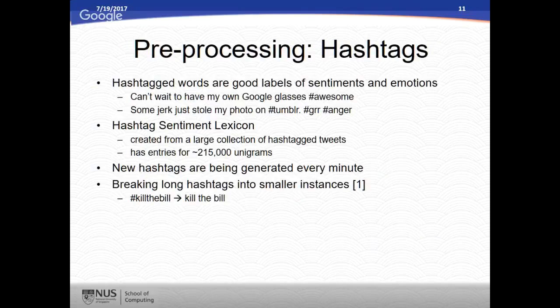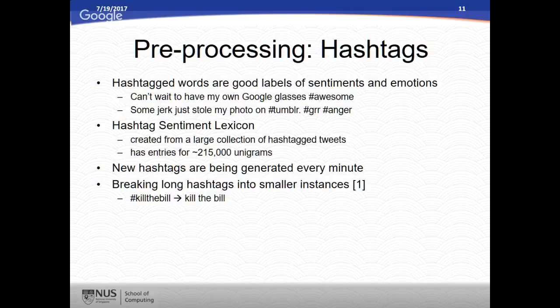Let me talk about pre-processing the hashtags first. Sometimes hashtag words are very good labels of the emotions behind the particular tweet, for example, hash awesome, hash anger, or something like that. Also, some research works have created a lexicon of hashtag words. Based on each of the hashtags, they have created labels of whether it is positive, negative, or what is the emotion going behind it.